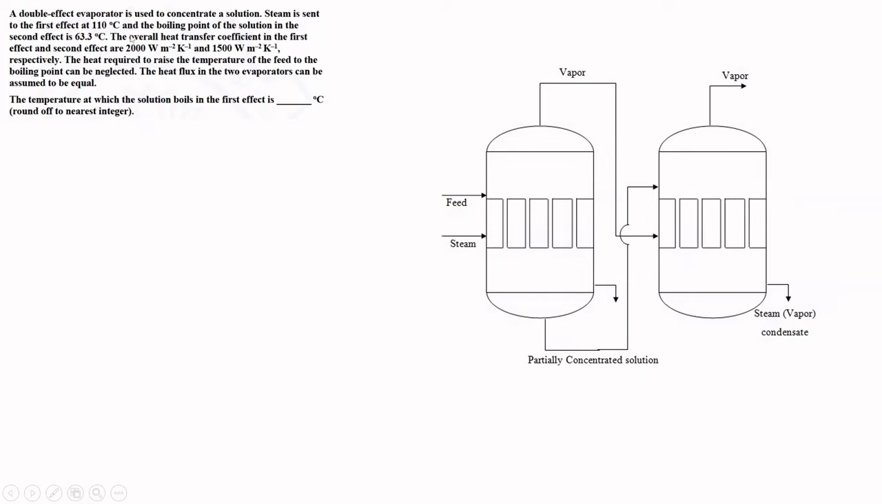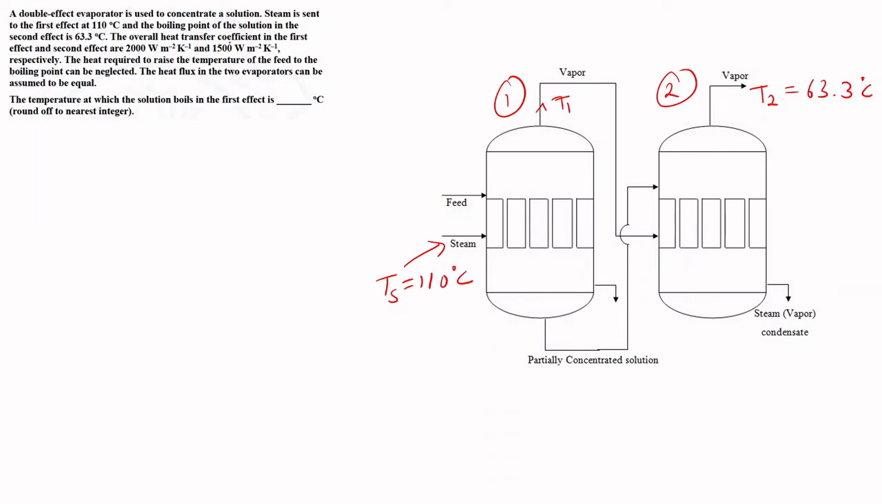Here we have been told steam is sent to the first effect at 110 degrees Celsius, so I can write this Ts as 110 degrees Celsius, and the boiling point of the solution in the second effect is 63.3 degrees Celsius. This is my first effect evaporator, this is my second evaporator, and since the boiling point is 63.3 degrees Celsius, the vapor will leave at the boiling point. Let's consider the outlet of each evaporator. Here it will be T1 and here it is T2. So T2 we have been given as 63.3 degrees Celsius.